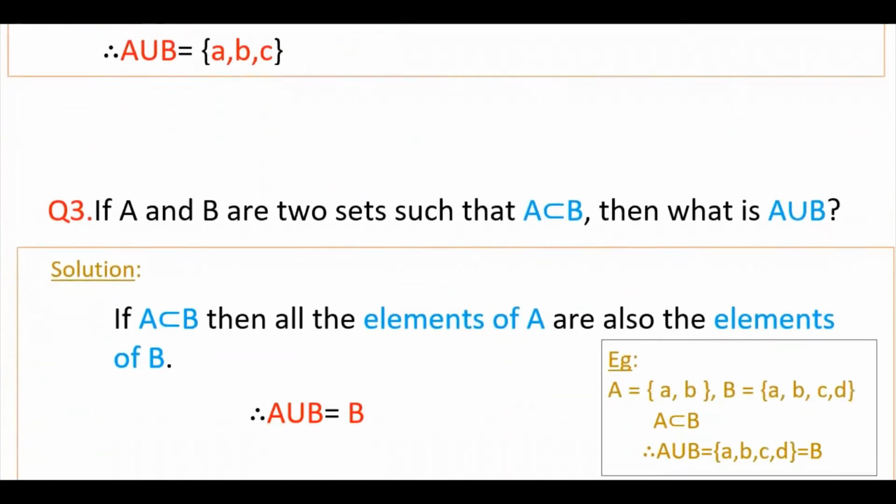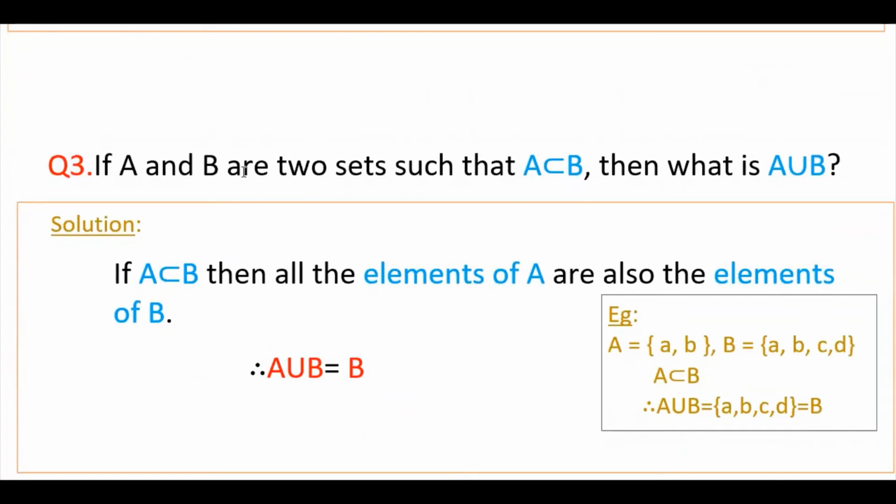And the next question, third one, if A and B are two sets such that A is subset of B, then what is A union B? If A is subset of B means all the elements of A are also in the B set. So then all the elements of A are also in the elements of B. Therefore, A union B is equal to B because all the elements of A are also in the set B. So it is equal to B.